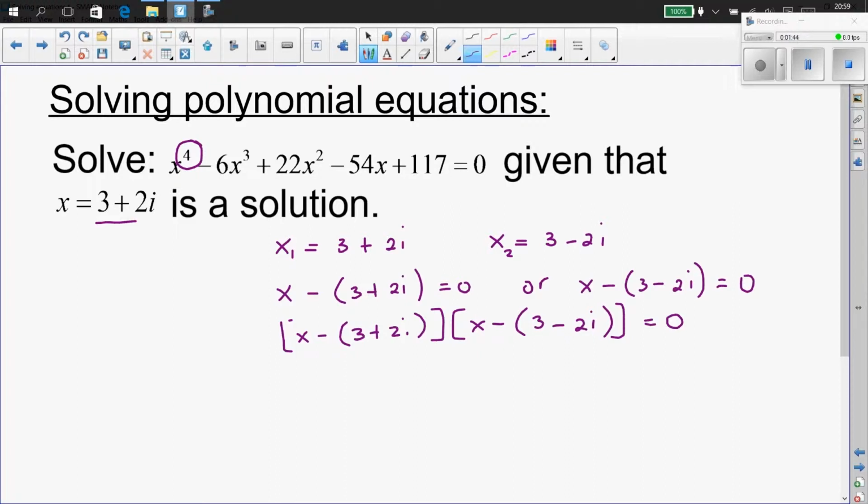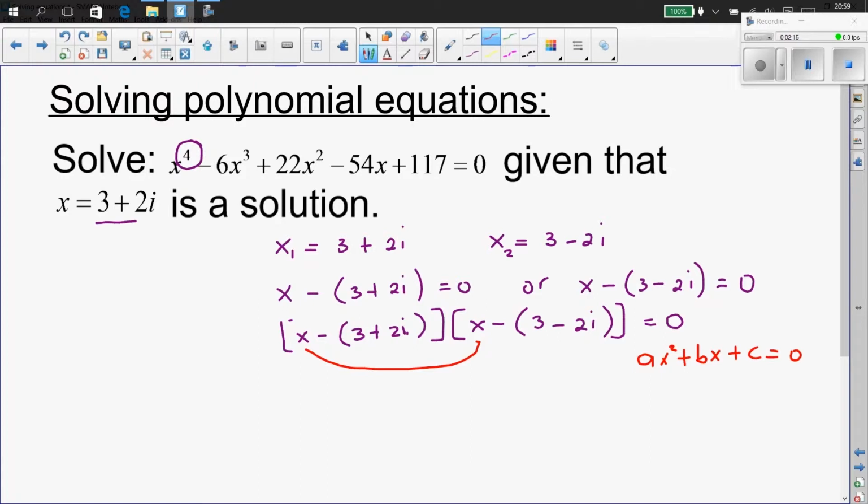So the product of these two factors will yield a quadratic expression, and the reason why it's quadratic is because if I multiply my first terms of each bracket, x times x is going to yield x squared. So I'm going to get a quadratic expression of the form ax squared plus bx plus c equals 0. And then I'm going to use that quadratic expression to try and find the other solutions to this polynomial equation.